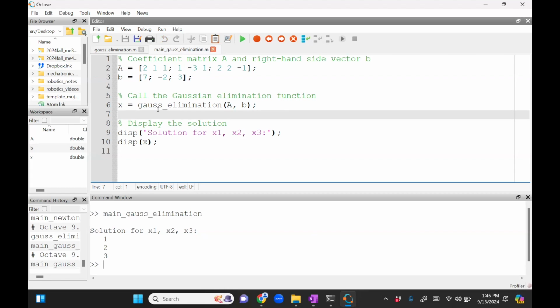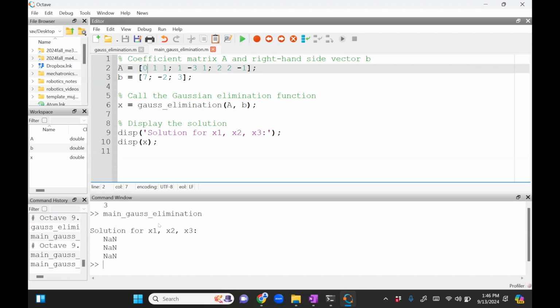Now here's the thing. I don't know if this will work. I did not check it out, but I told you that it uses 2 as a pivot. What if we change the pivot to 0? I think it'll not work. It says NaN.